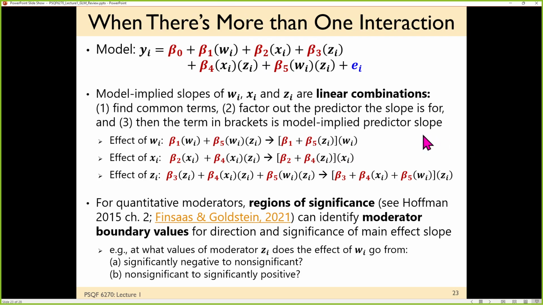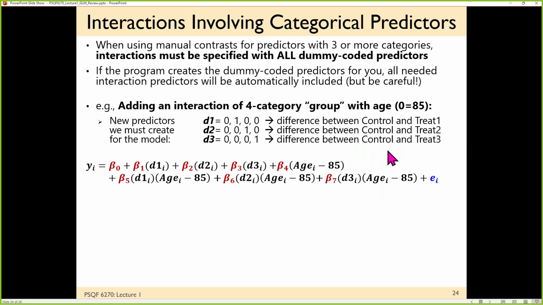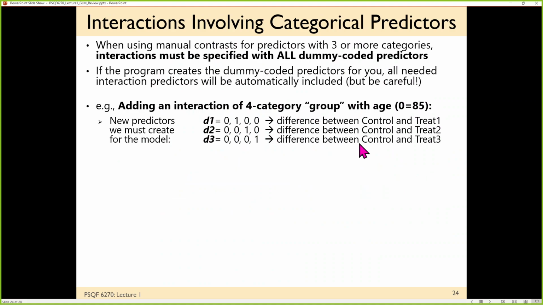But you see where I'm going with this? Foreshadowing next time. What if I have a 4-group predictor and I want to know if the effect of age varies by group? How many new interaction terms do I need to answer that question? If group took 3 slopes in the first place, how many slopes is moderation of group by age going to take? 3. Yep, that's where we're going with that.